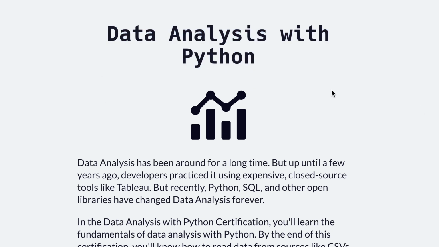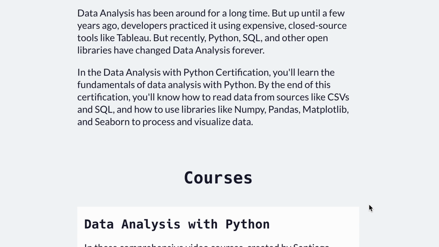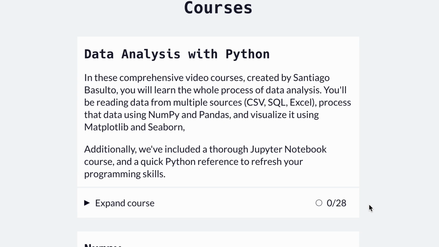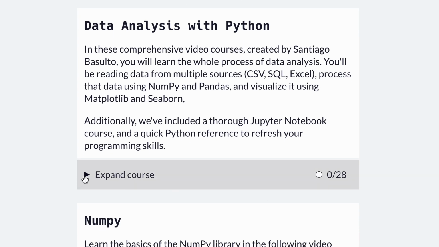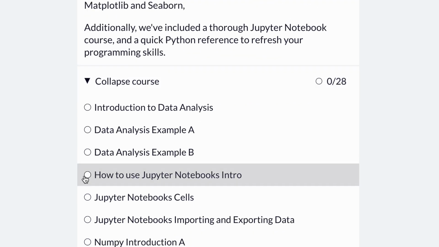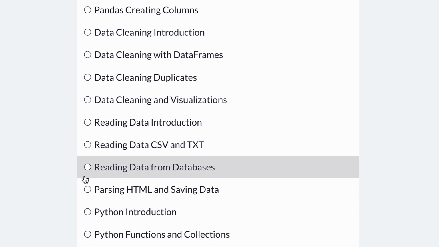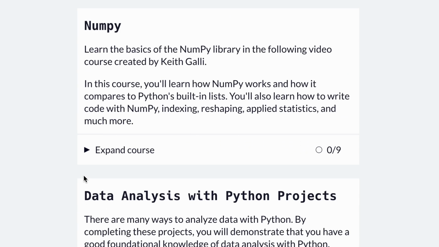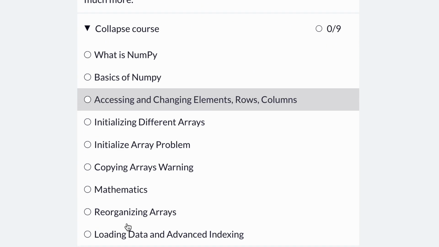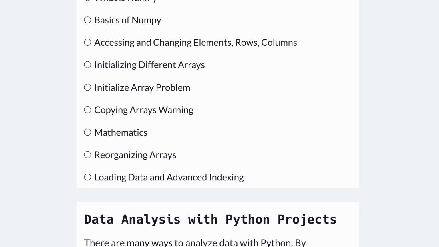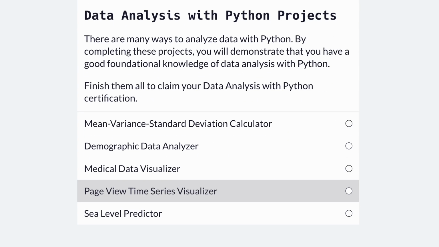Recently, I noticed that they have introduced a course called Data Analysis with Python. In the theoretical part of the course, they explain the entire data analysis process, how to use libraries such as Numpy, Pandas, Matplotlib, and Seaborn. Additionally, the course includes Jupyter Notebook and covers the basics of Python briefly.